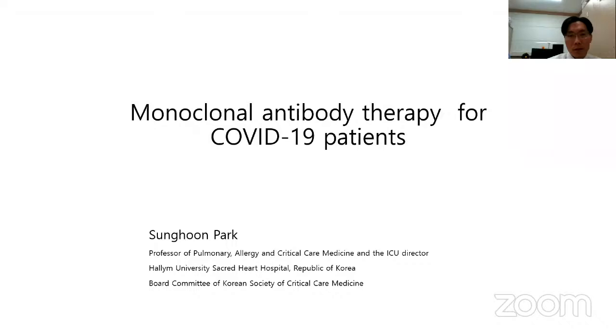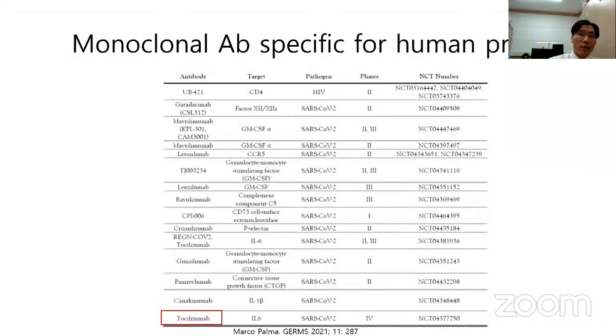There are several therapeutic options for COVID-19. Today, I'm going to talk about monoclonal antibodies for treating COVID-19. We may say that there are two types of monoclonal antibodies. The first type is drugs which are specific for human proteins, such as GM-CSF or IL-6. Among them, tocilizumab is the most commonly used drug for treating COVID-19.